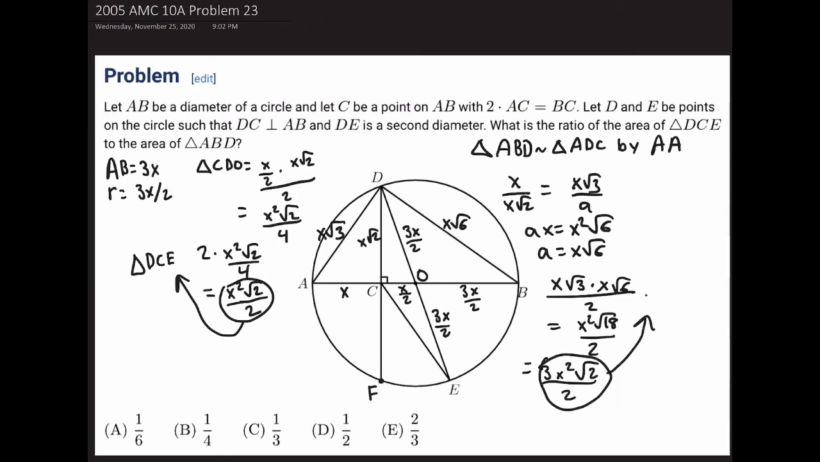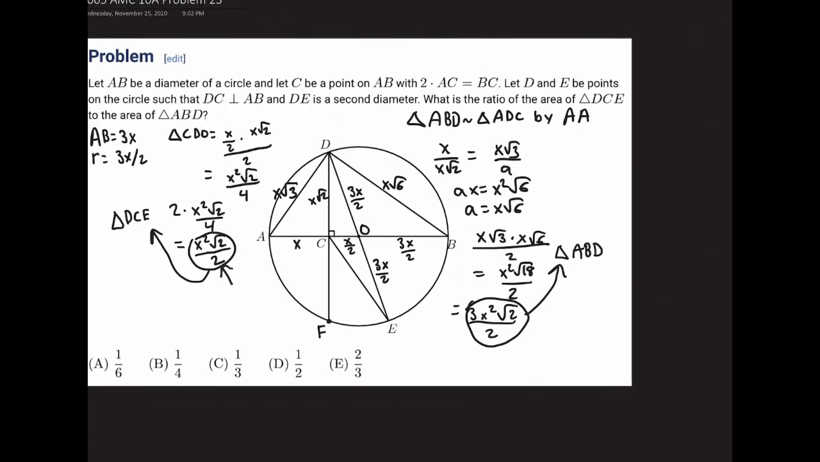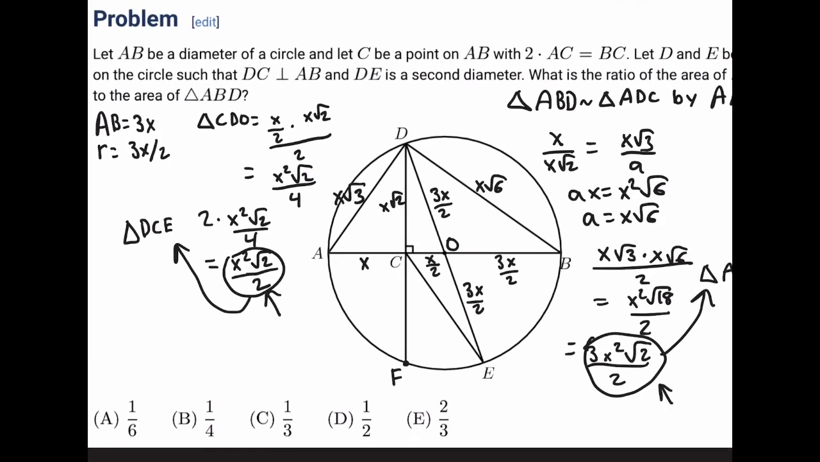Now all that's left in the question is dividing this length by this length. So we do x squared root 2 over 2 over 3x squared root 2 over 2, which is equal to 1 over 3. And so the answer is C, 1 over 3.